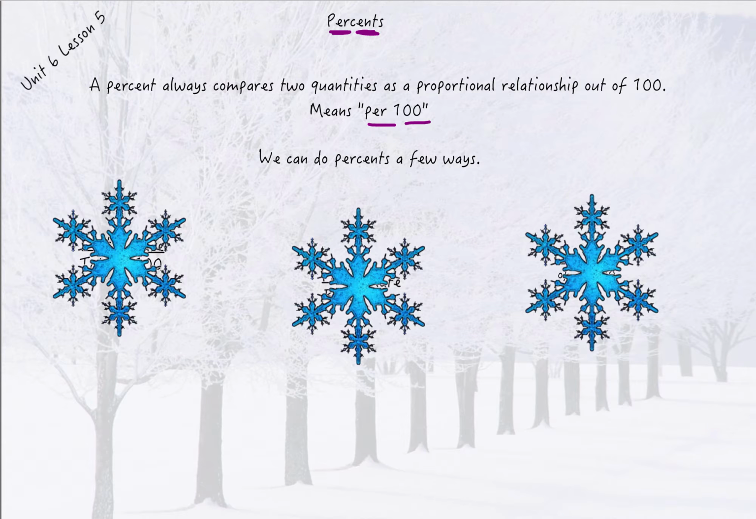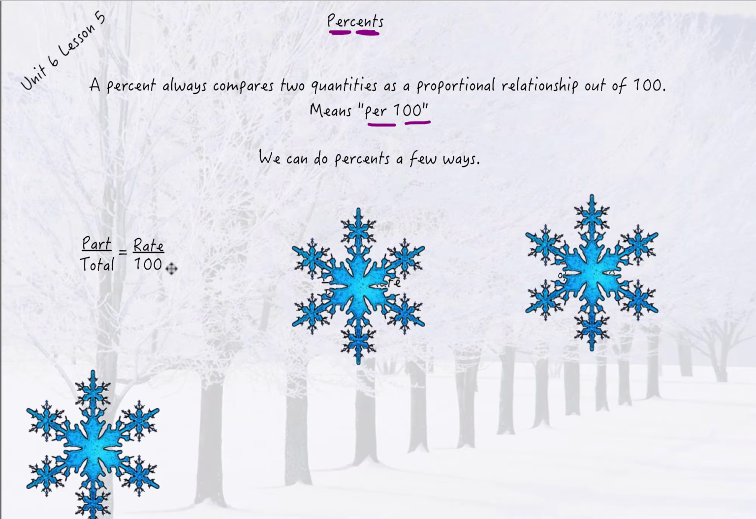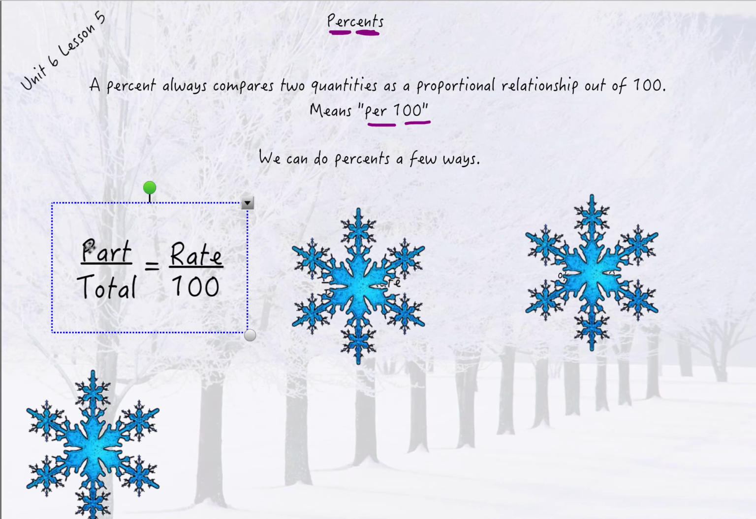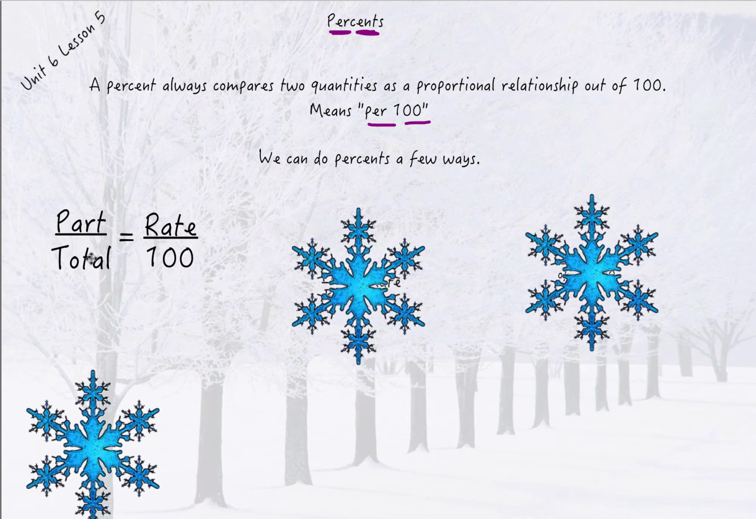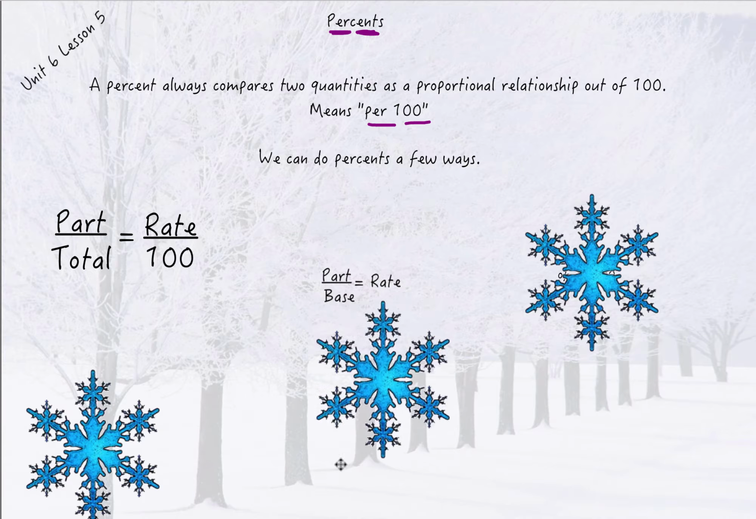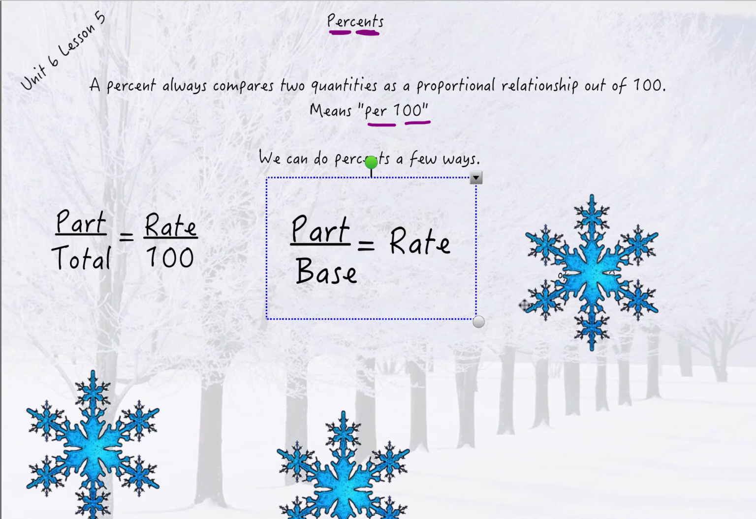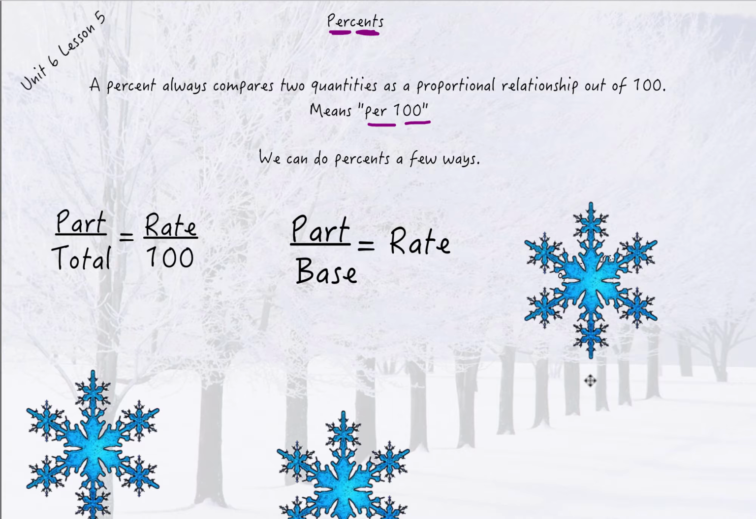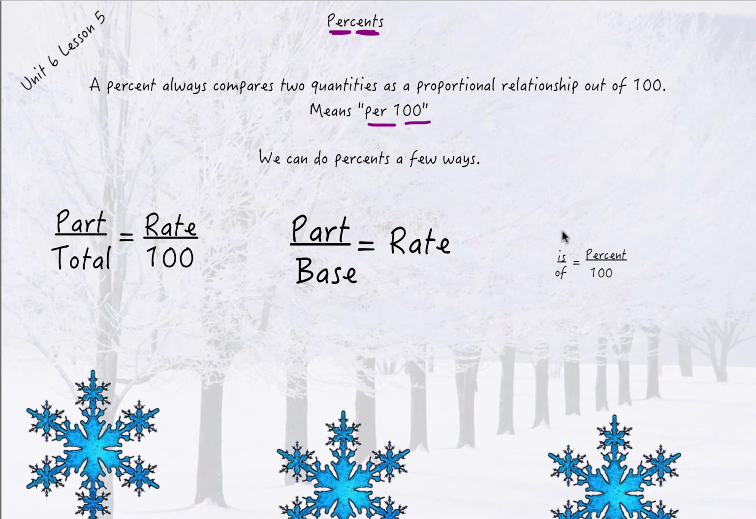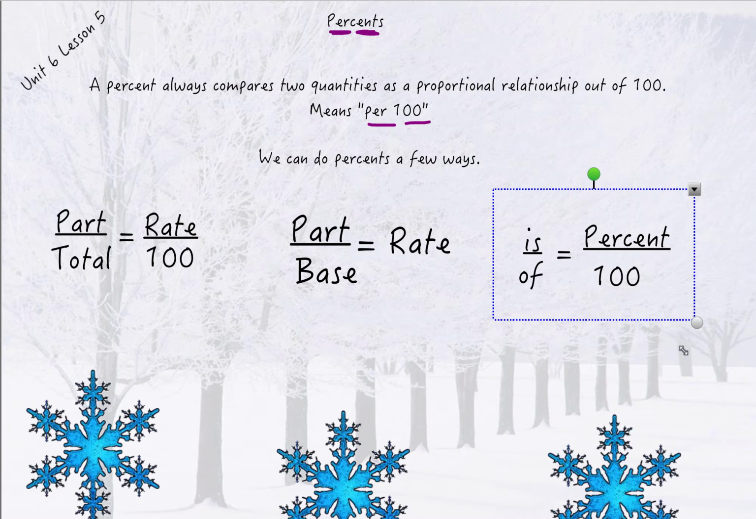Well, you can do percents a few ways. The first way: your part over your total equals your rate out of 100. Sometimes people call it your part over your base equals your rate. And the one I really dislike the most, and unfortunately it was the way you were probably taught, is is over of equals percent over 100. I don't like this way.